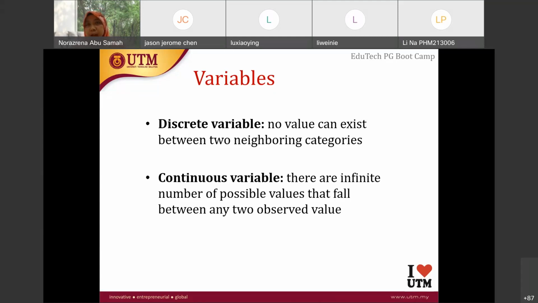We must understand our variable first before we do the statistical analysis. Number two is continuous variable. There are an infinite number of possible values that fall between any two observed values. Let's say our weight, maybe 25.550, or for our height, 157 point something. So infinite number. That's the difference between discrete and continuous variable.